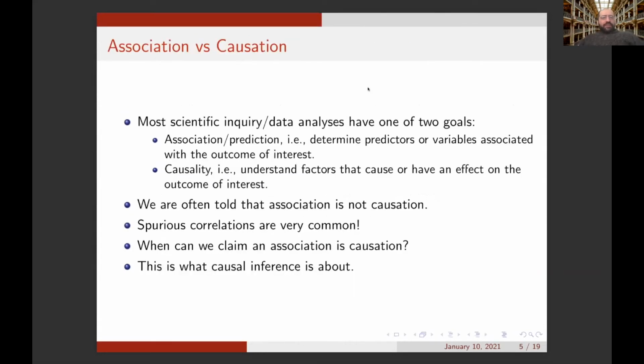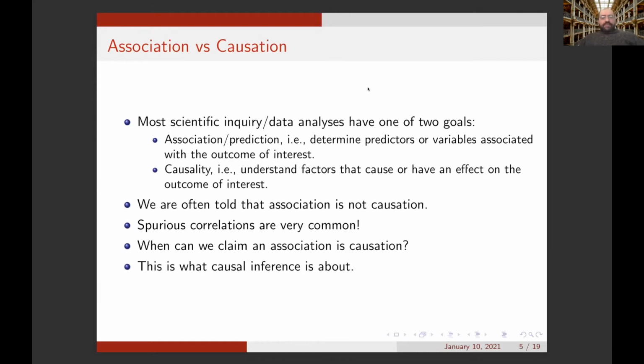So, association versus causation. Most scientific inquiry and data analysis have one of two goals: association or prediction, so determining predictors or variables associated with the outcome of interest. For example, at Hopkins, a lot of people work on adverse event prediction. And indeed, in COVID, a lot of the effort has been spent on developing models that can forecast severe COVID in patients in advance, which is a very important problem.